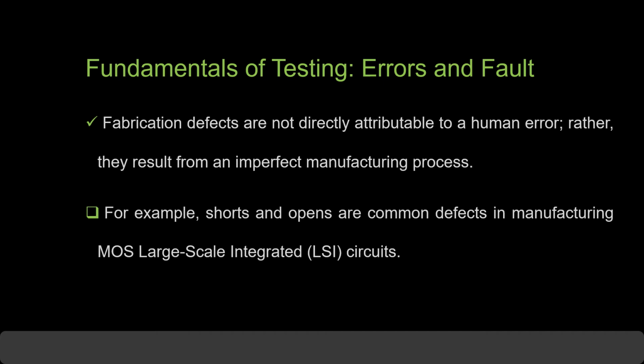Fabrication defects are not directly attributable to a human error. They actually happen from an imperfect manufacturing process. For example, shorts and opens are the common defects that happen in manufacturing most large scale integrated circuits. Other fabrication defects include improper mask alignment errors and poor encapsulation errors, etc.